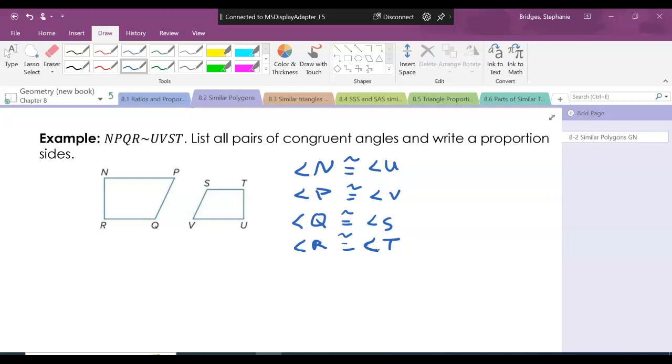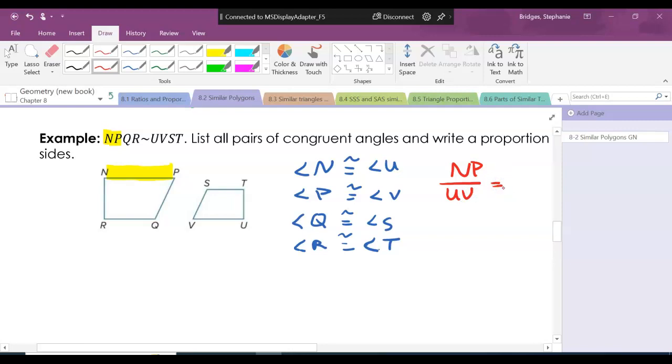All right, I need a proportional side. Give me one side in the first figure. NP? Okay, so we're going to look at NP. And again, that's the first and the second letter. So what's going to be in the same place in the other figure? Which one, the first two? V, U, U, V, either way. Okay.